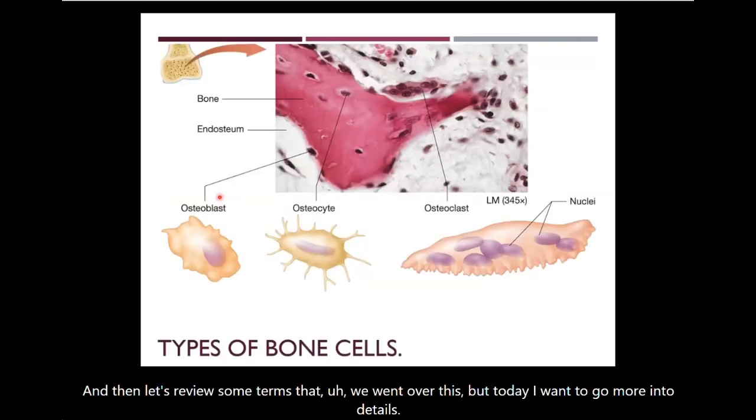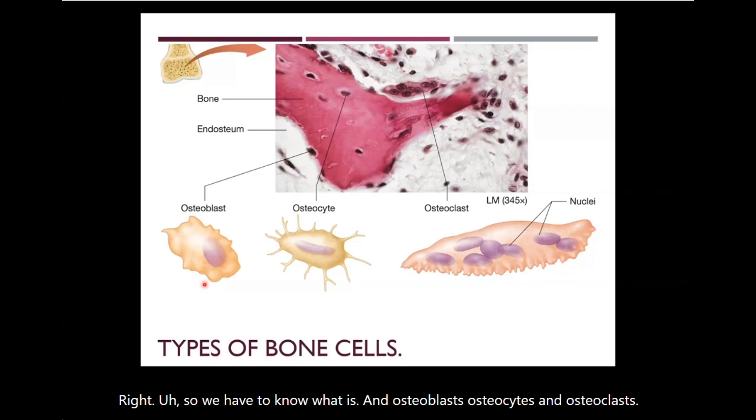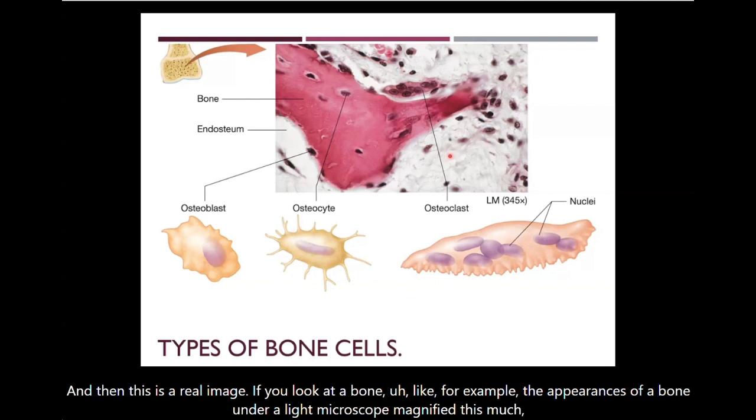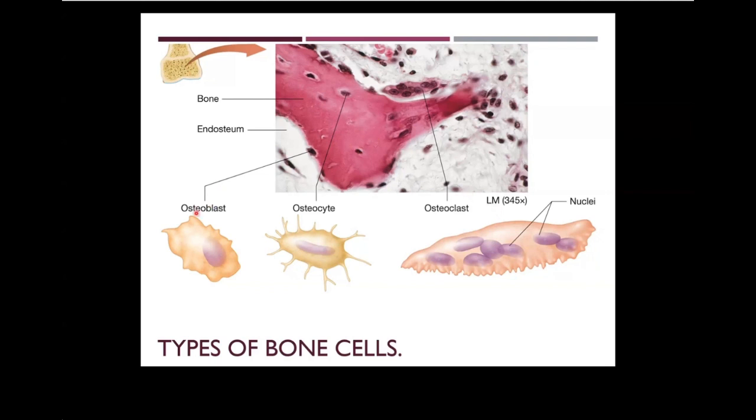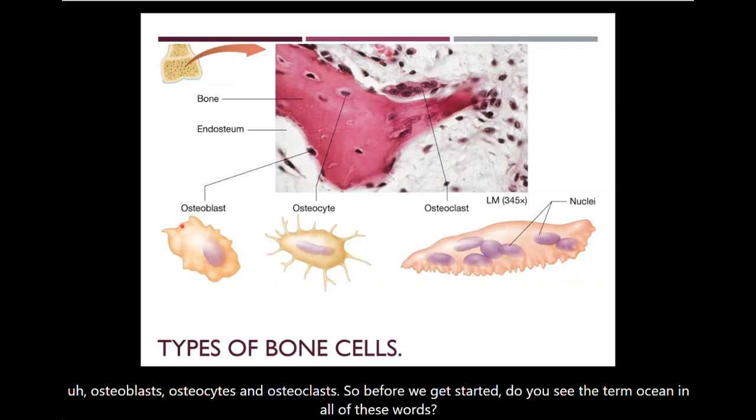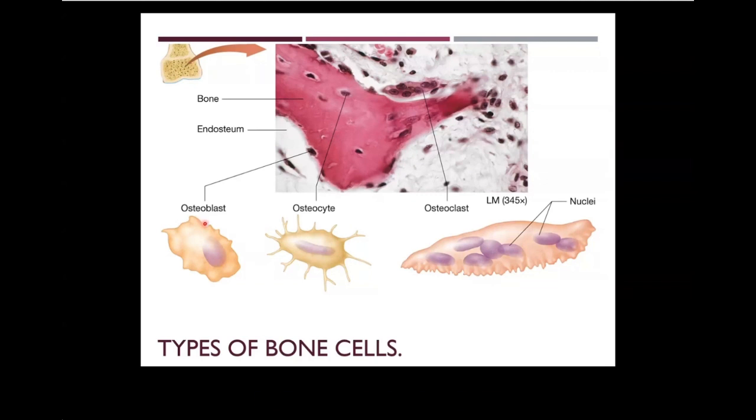And then let's review some terms that we went over, but today I want to go into more detail. So we have to know what an osteoblast, osteocyte, and osteoclast are, okay? So everyone, these are cartoon images, and this is a real image. If you look at a bone, for example the epiphysis of a bone under a light microscope, magnified this much: osteoblast, osteocyte, and osteoclast. Before we get started, do you see the term osteo in all of these words? What is osteo? Bone, right?